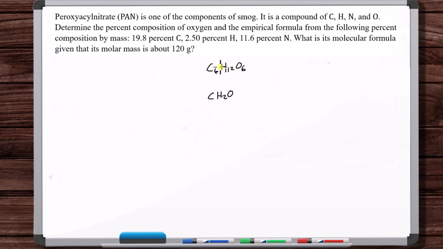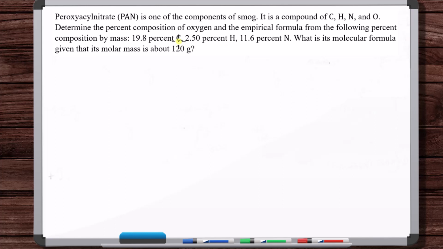This right here is 1 part carbon to 2 parts hydrogen to 1 part oxygen, right? That's this molecule's empirical formula. But if you're talking about an actual molecule, one molecule doesn't have 1 carbon, 2 hydrogens, and 1 oxygen. The molecule has 6 carbons, 12 hydrogens, and 6 oxygens. Okay, so we're trying to determine the empirical formula for this peroxyacyl nitrate, if we're given the percent composition by mass of everything.